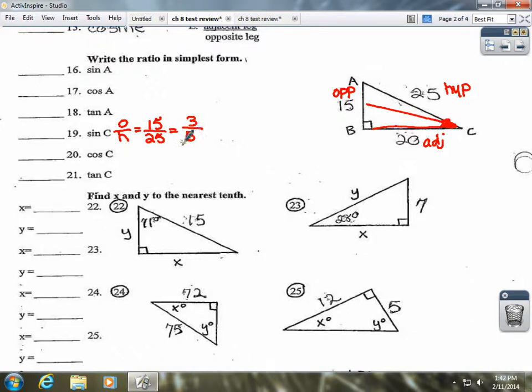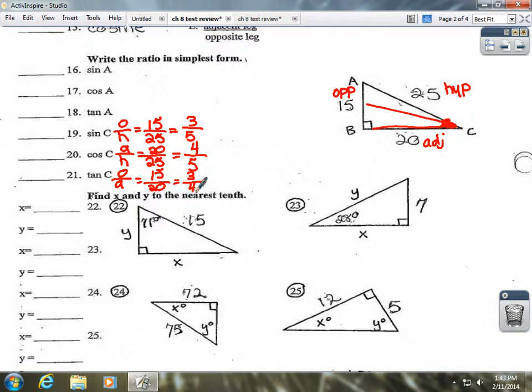Cosine is adjacent over hypotenuse. The adjacent side is 20. The hypotenuse is 25. If I divide both of them by 5, I get 4 over 5. And my tangent is my opposite over adjacent. My opposite is 15. My adjacent is 20. Divide both of them by 5, and I get 3 over 4.